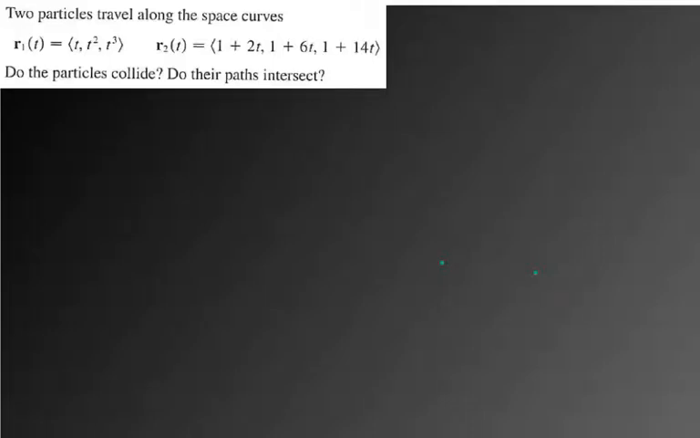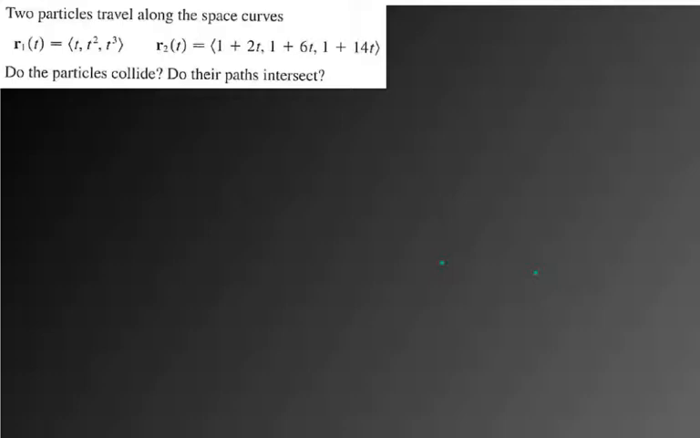So last time we talked, we kind of solved this part of the problem, and it's not too hard to show that this particle moving on this space curve and the particle moving on this one are not going to collide because they're not in the same spot at the same time, but they actually do cross paths. So at different times, they're in the same spot. And the way to show this is basically solve a system of two equations with two variables.